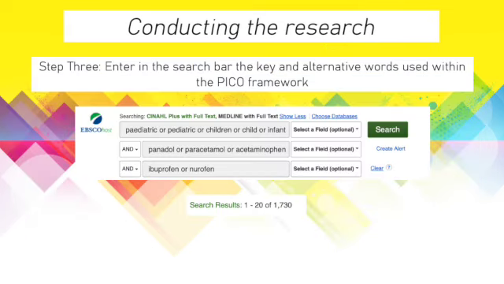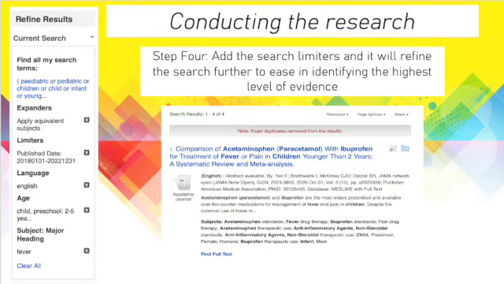The third step I did was entering in the search bar the key and alternative words that we found before that are used within the PICO framework. I also made sure to use the Boolean terms and or to help refine the search even more. Here we can see that to start off with, I had a search result of 1,730. And finally, the last step that I did was to add search limiters, which also helped to refine it even more, allowing me to identify the highest level of evidence in the end.